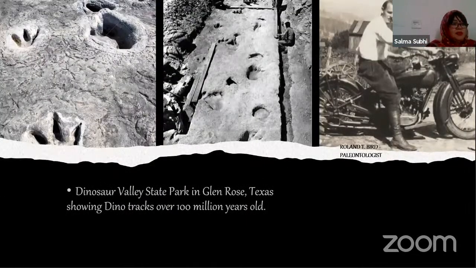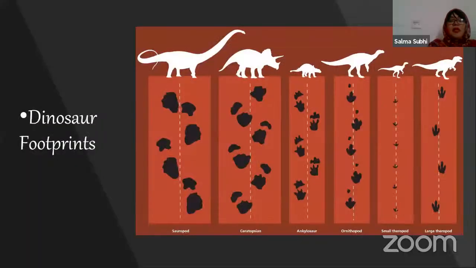In 1938, the paleontologist Ronald T. Bird took trackways to Glen Rose in Texas, USA, and he discovered an amazing preserved specimen. He excavated some of the better tracks, as you can see them here. These footprints are displayed in the American Museum of Natural History in Washington, D.C. Here you can see also dinosaur footprints, different kinds of footprints for different kinds of dinosaurs. And you can compare the size of the dinosaur and its footprints.